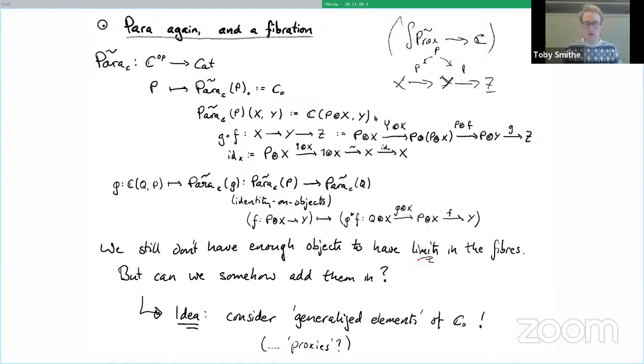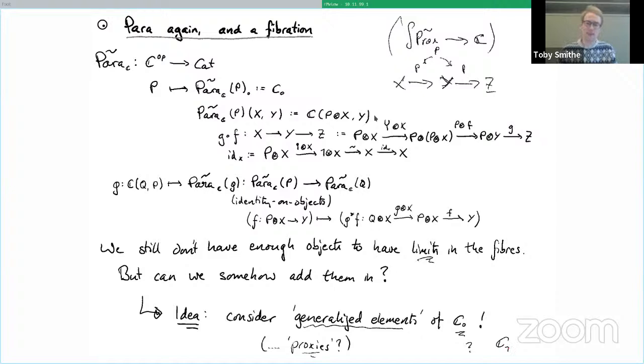And so the idea that I've got is to add them in by considering generalized elements of C0, where C0 is this object of objects. And I consider these generalized elements to be the things that I'm going to call proxies. And so I'm going to have these generalized elements of objects and generalized elements of morphisms. But to say precisely what that means, I need to have this object of objects. I need to have another object of morphisms.